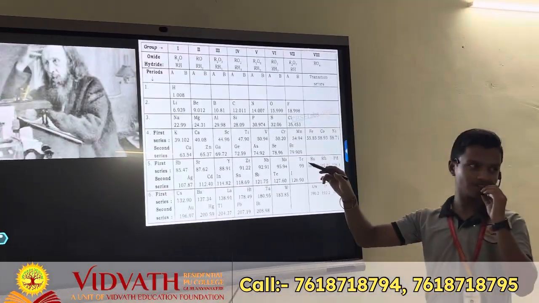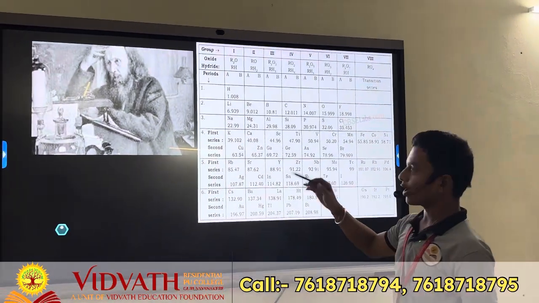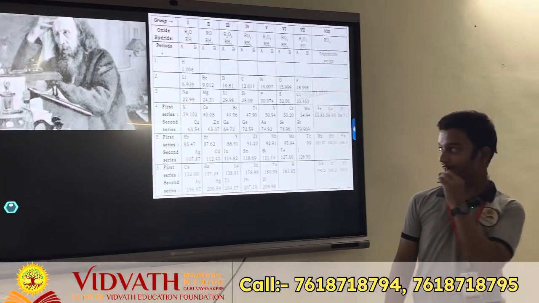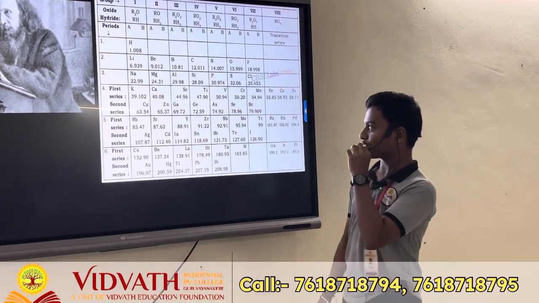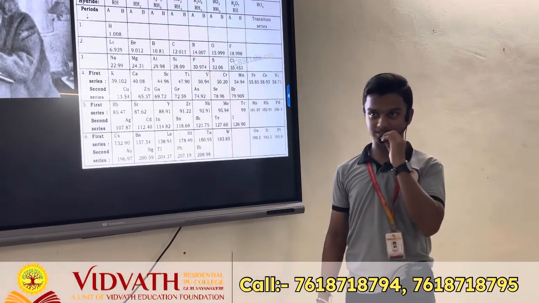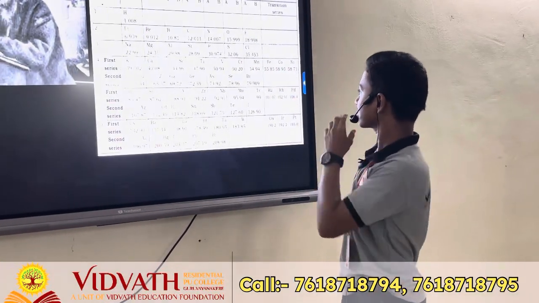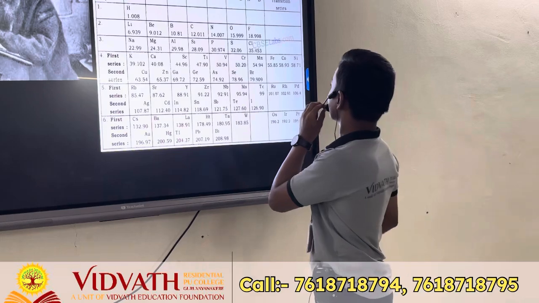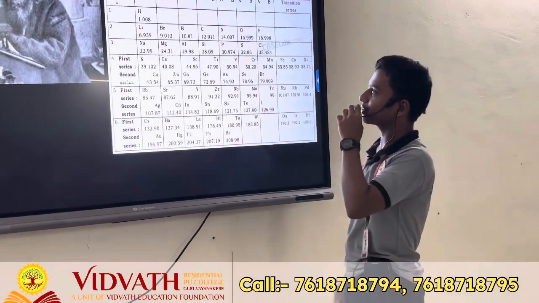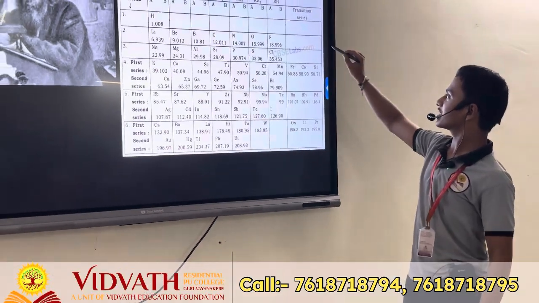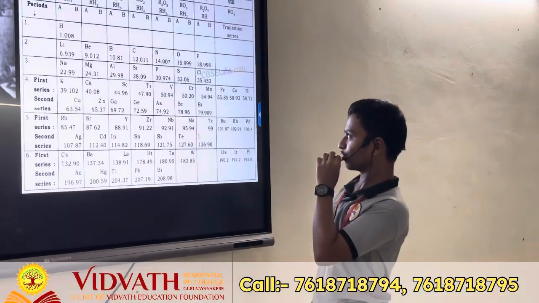Do you know who this is? Yes, correct. What Mendeleev states is that the physical and chemical properties of the elements are periodic functions of their atomic masses. And he arranged every element in increasing order of their atomic masses. Here he left some gaps because he had already predicted that elements would come here and fill these places. And he predicted this long before.